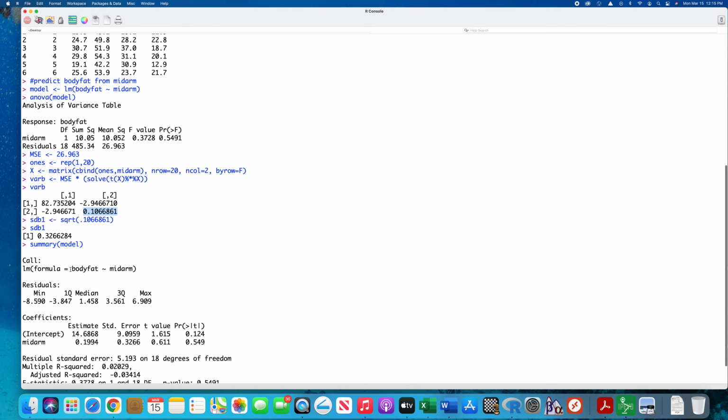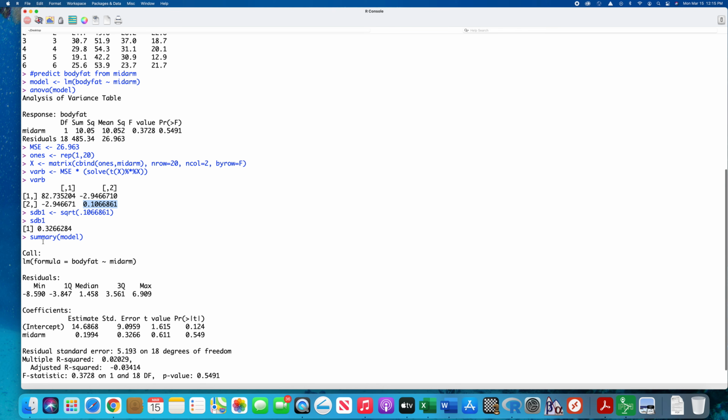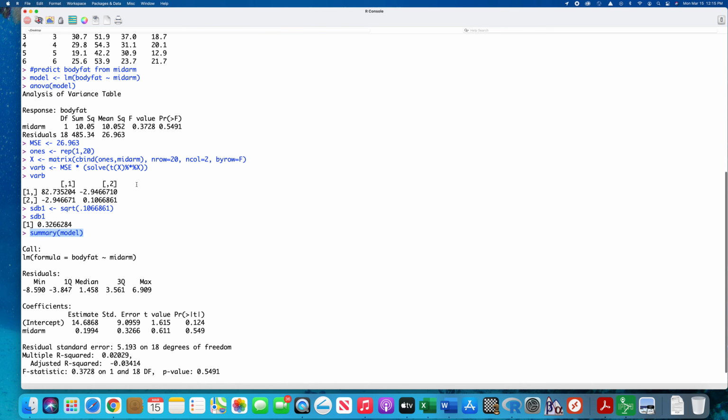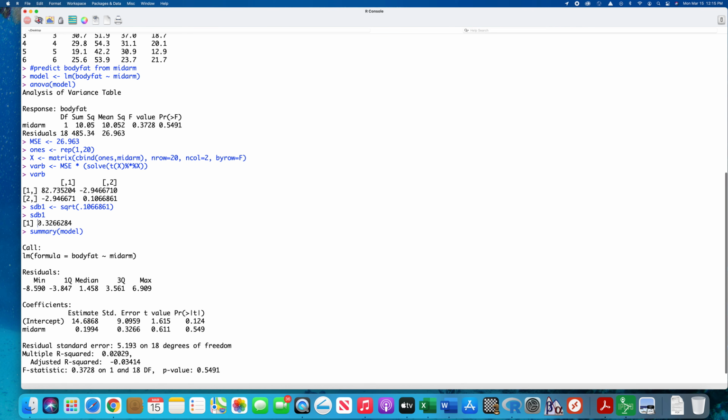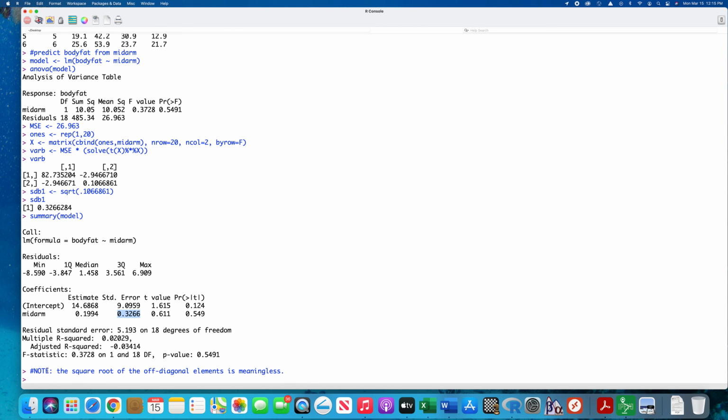And then I come in, I don't know, I know why I did this. I just created the summary of the model that I created up here to predict body fat from mid-arm, to show you that the standard error for B1 matches the standard error for B1 in the table. So I didn't want you to think that I was teaching you something that was wrong. All right. Let's get into the predicted value.